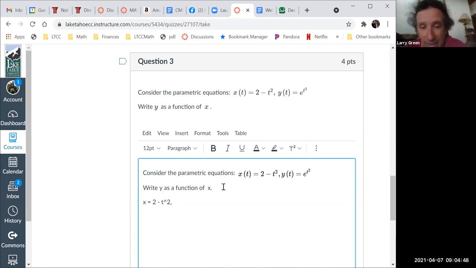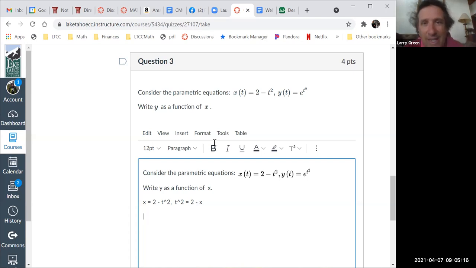So that means that t squared is equal to 2 minus x. Are you okay that I did that in my head? Added t squared to both sides and subtracted x. So then finally, we plug in 2 minus x for t squared in our y of t.